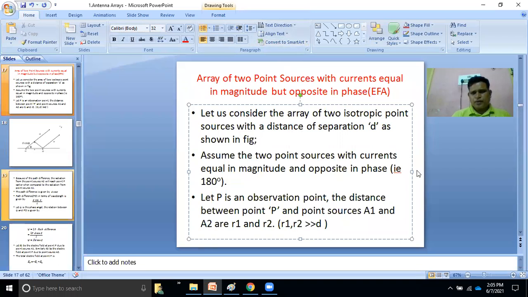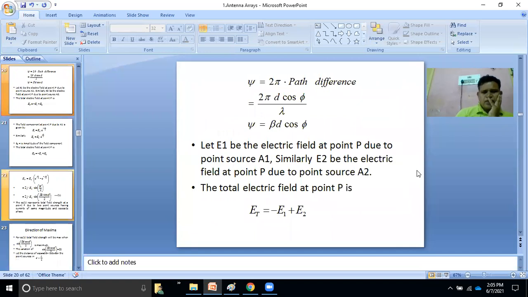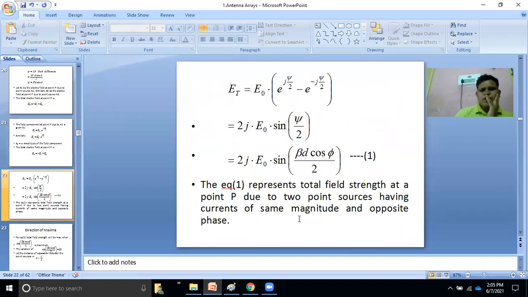Now this is the equation: the resultant equals minus E1 plus E2. If you substitute here, earlier we got e power j theta plus e power minus j theta. Now e power j theta minus e power minus j theta is nothing but 2j times E0 sin(βd cos φ / 2). Because of this 180 degrees phase shift, earlier we got cos, now we are getting sin.